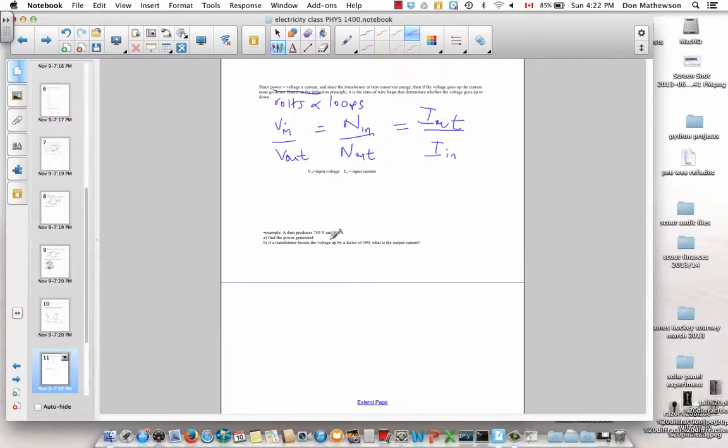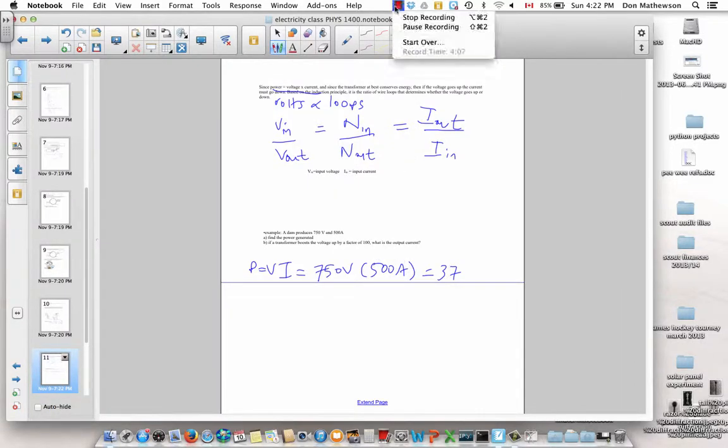So if we look at, say, a typical dam where we're producing 750 volts and 500 amps, we want to find the power. Well, power is still the product of voltage and current. So we have 750 volts and we have 500 amps. That's going to be 375 kilowatts of power coming from that transformer.